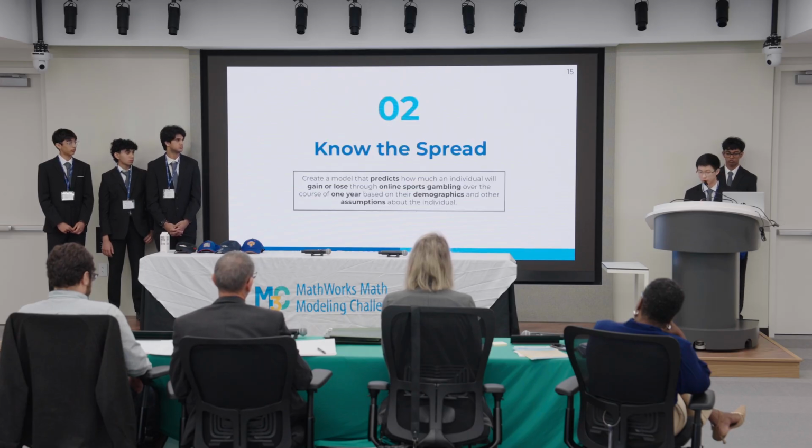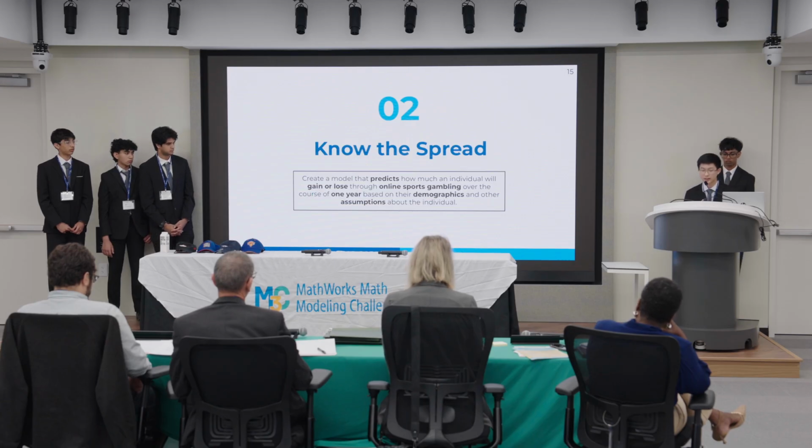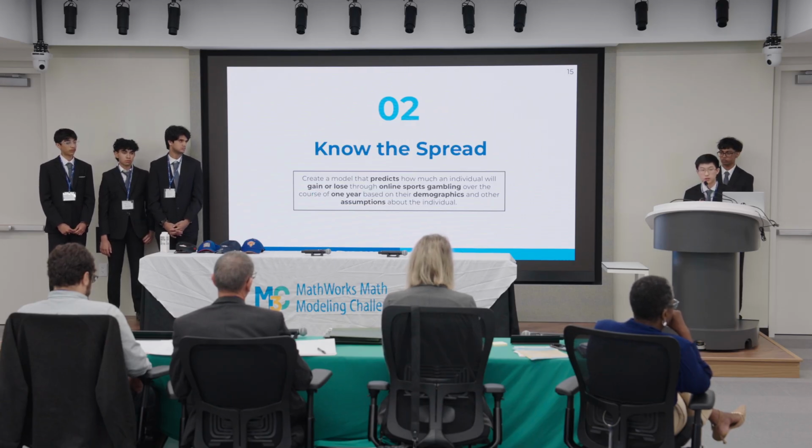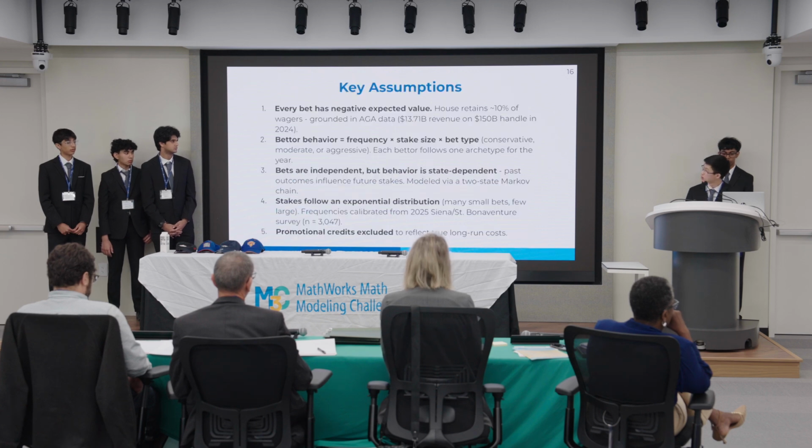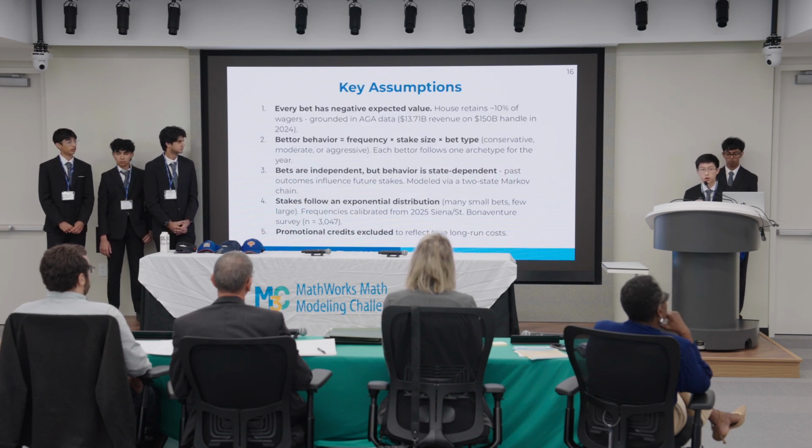So Q1 told us who is vulnerable, and now Q2 will tell us how much they stand to lose. Our stochastic gambling outcome model simulates 10,000 bettors over a full year using Monte Carlo methods. The model rests on 5 key assumptions, as you can see here. The most important one is at the top.